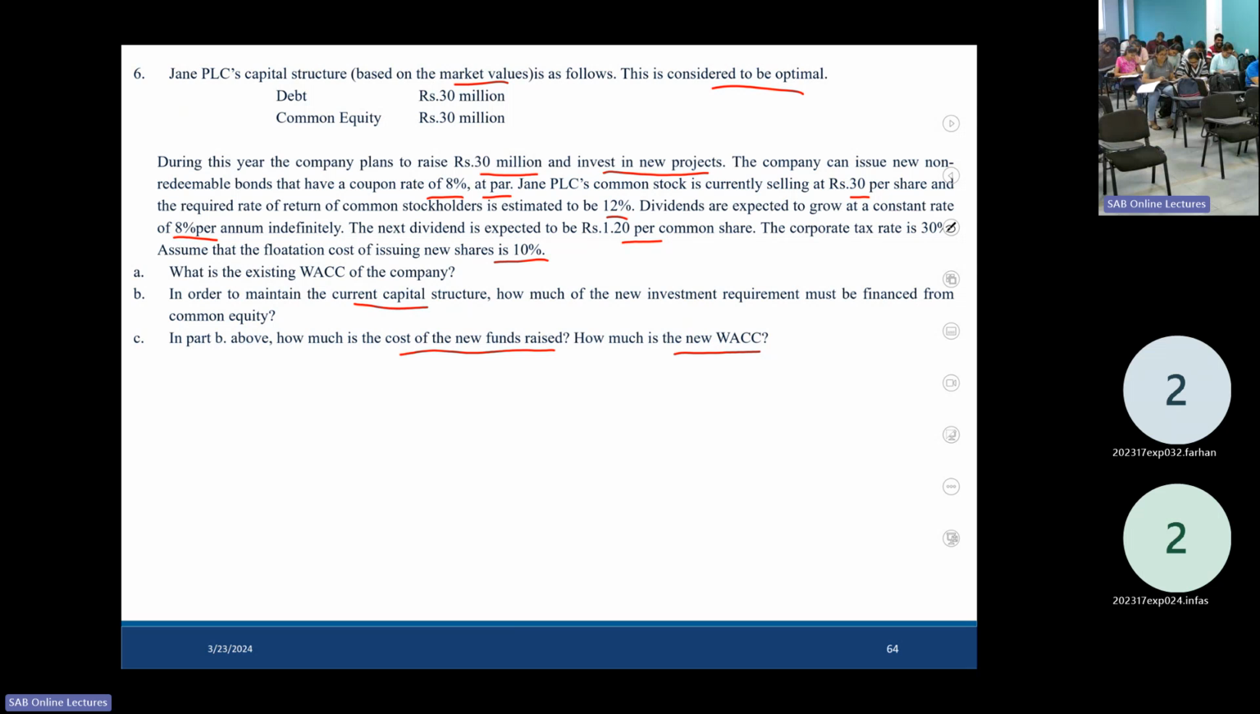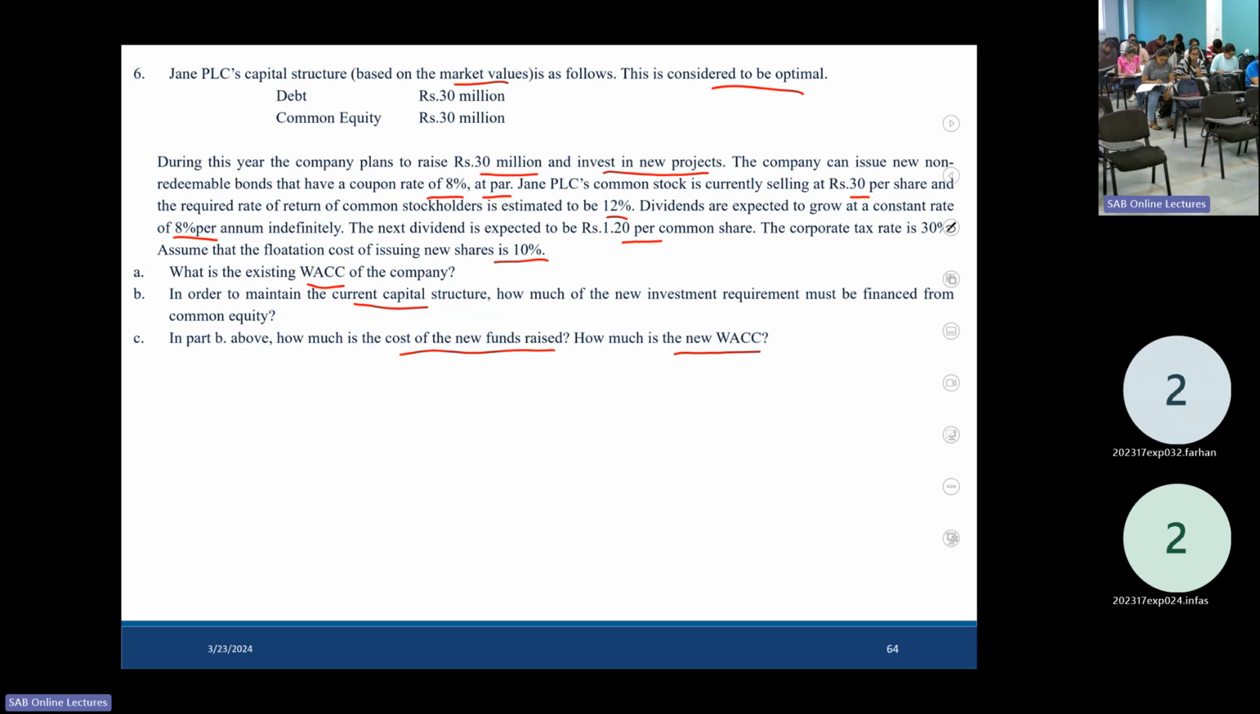Right, we'll do this. First, what is the existing weighted average cost of capital of the company? In order to calculate the existing weighted average cost of capital, you should know the weight on debt capital, weight on equity capital, cost of debt, and cost of equity. Do this.